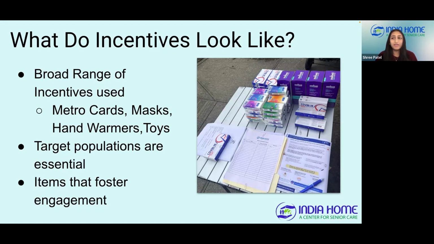One thing we wanted to mention before we begin diving deeper is how important target populations are when it comes to incentives. Making sure that incentives match the populations you're trying to reach is essential. These items are really to foster engagement and get community members to trust us, talk to us, and start that conversation. So I'm going to hand it over to Victoria, who's going to explain this a little more in depth.